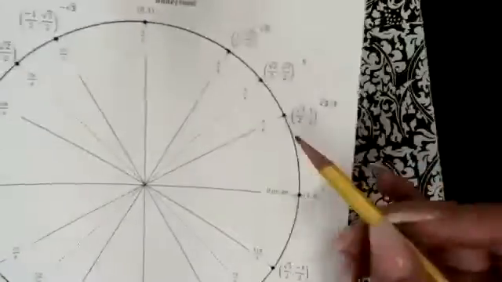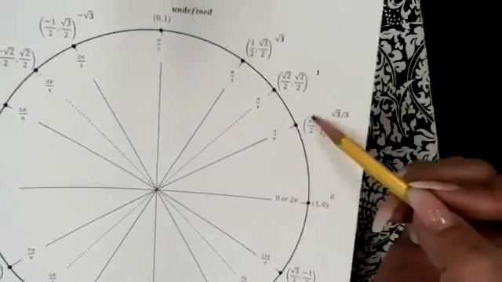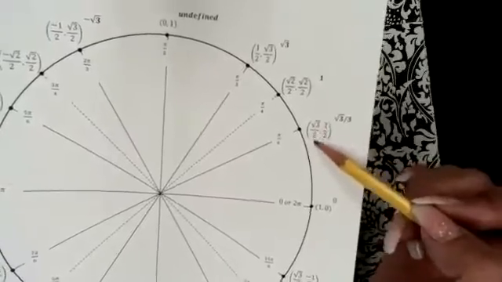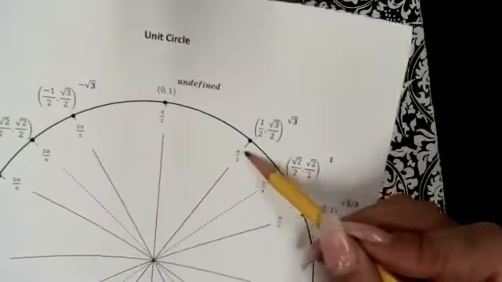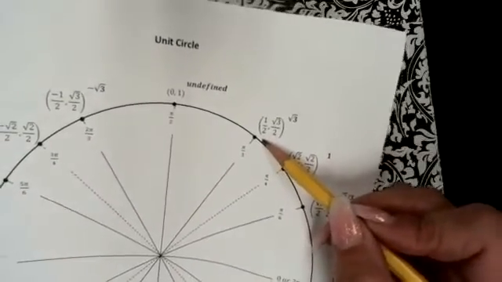At pi over 6, the x value is square root of 3 over 2, which is approximately 0.9. Pi over 3 is right here. The x value is 1/2, which is 0.5.